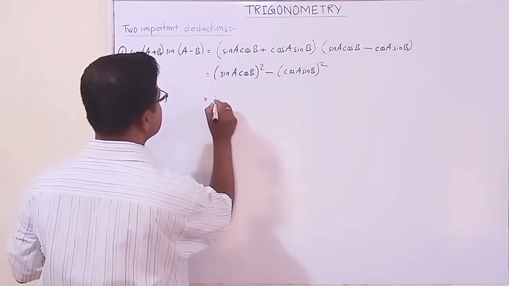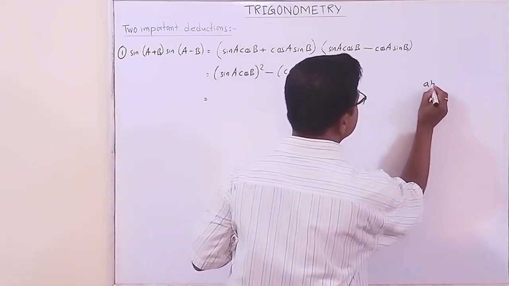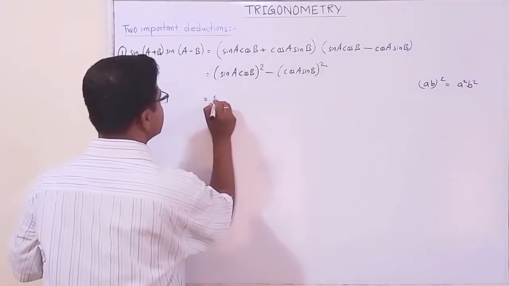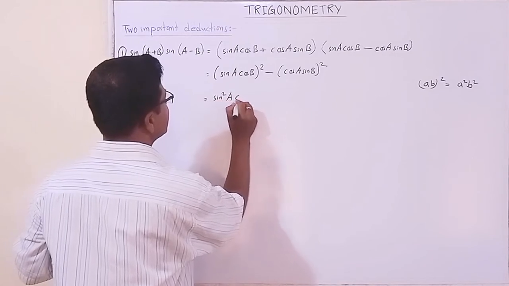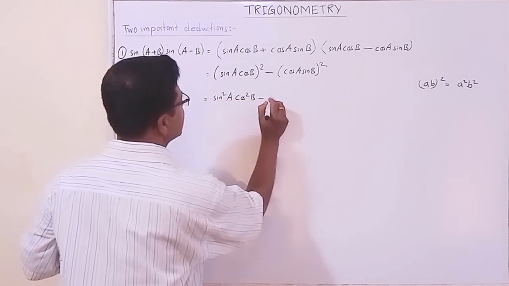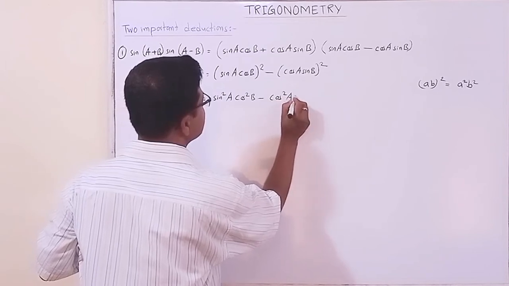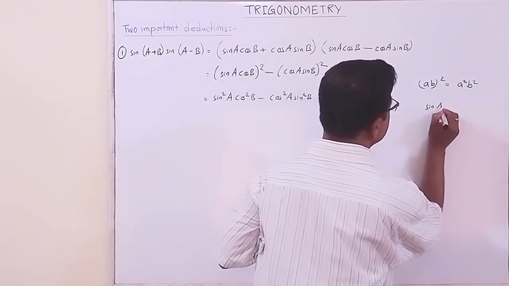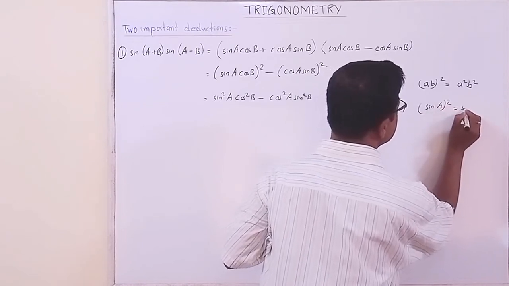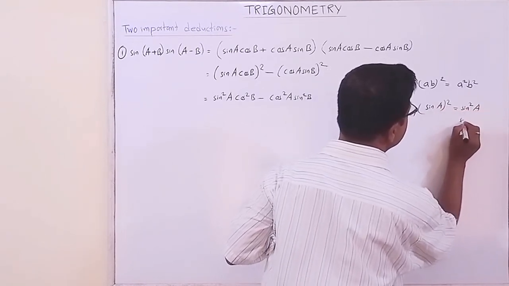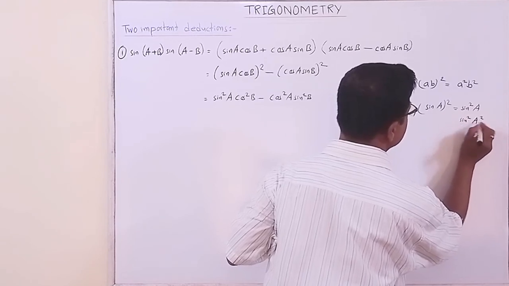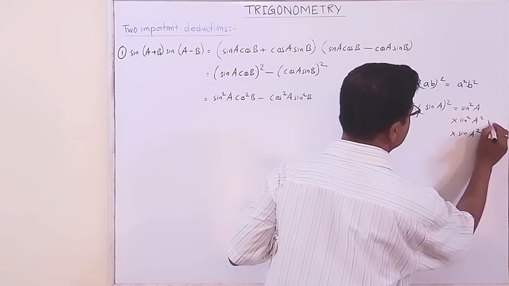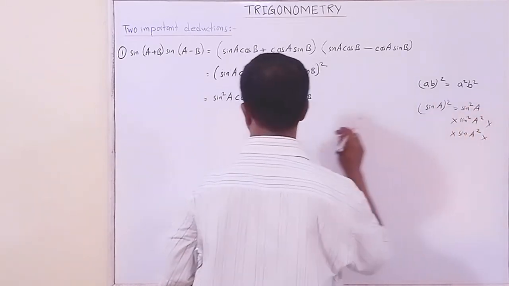Okay, so it is like this. (ab) square means a square b square. So it is sin square A cos square B minus cos square A sin square B. My dear student, if sin A whole square is there, it means it is sin square A. We never write it in the other ways; we do not write like this, or even like this. These are two wrong ways. Here in this manner only we have to write.